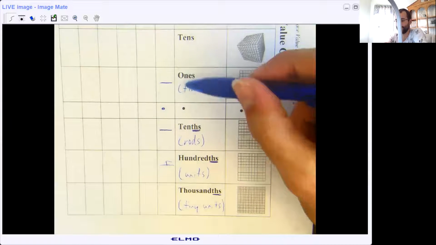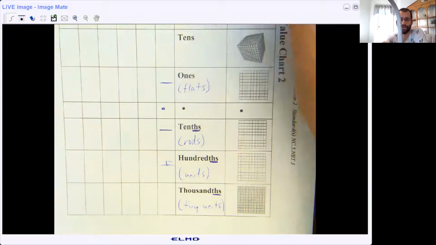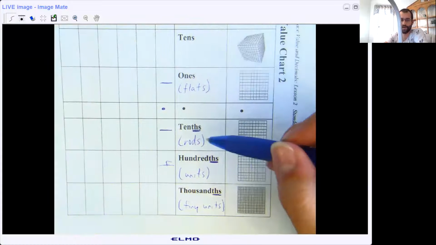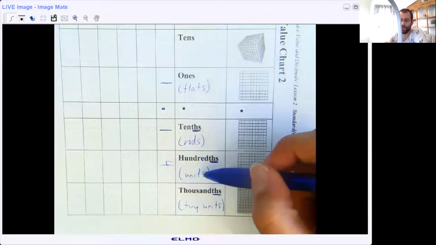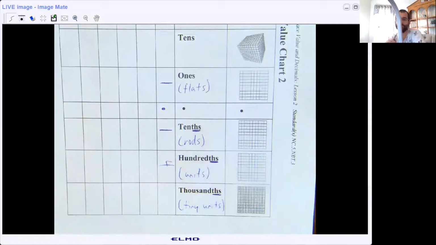So you have the ones, and everything above it are flats. You got the tenths, which are rods, the hundredths, which are units, and the thousandths, which are tiny units. Go ahead and take a second and make sure you got yours labeled.